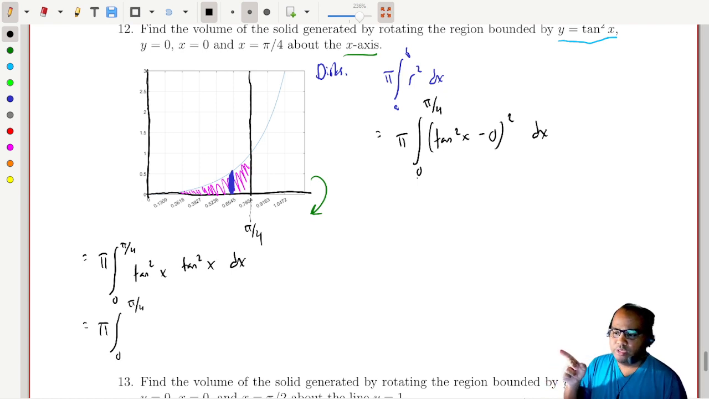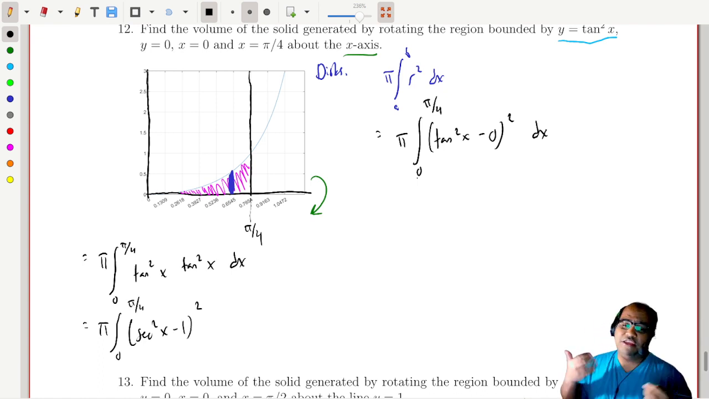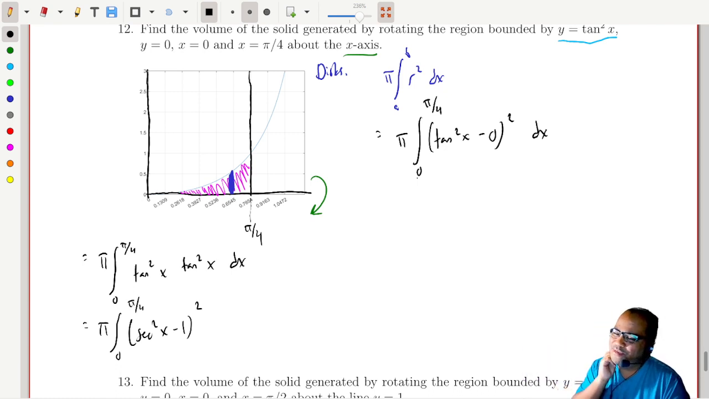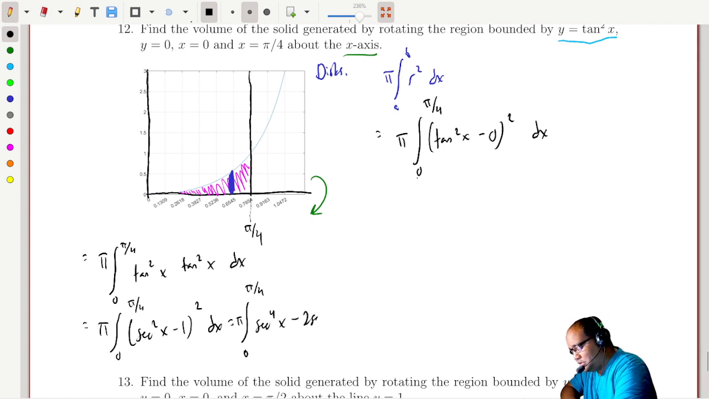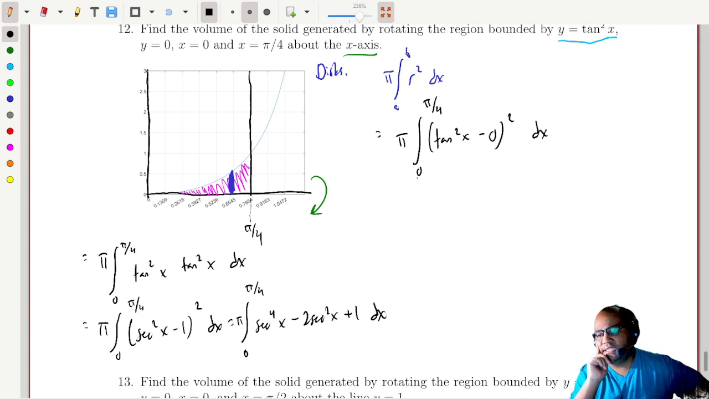Is that helpful? Secant squared x minus 1, squared. Well, I know how to integrate a secant squared, and I definitely know how to integrate 1. But do I know how to integrate secant to the 4th? Let's figure that one out. Here, let's write it out. We'll have secant to the fourth x minus 2 secant squared x plus 1. The last two terms are easy. But what about that first term, secant to the fourth?